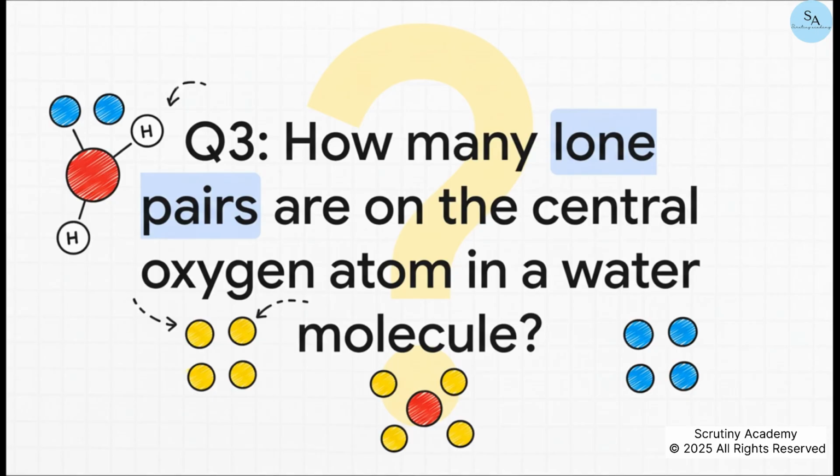And our final question. The central oxygen atom in water starts with 6 valence electrons. It uses 2 of those to make the bonds with the 2 hydrogens. So how many are left over? 6 minus 2 is 4. And since electrons hang out in pairs, those 4 electrons make up 2 lone pairs. So the answer is 2. And remember, it's those 2 lone pairs that give water its signature bent shape.